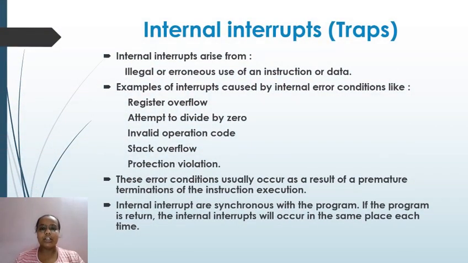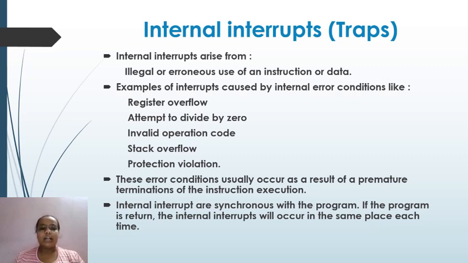Next is internal interrupts. They are also called traps. Internal interrupts arise from illegal or erroneous use of an instruction or data in the program. An example of this is register overflow. When register overflow occurs, it causes an internal interrupt. Second, an attempt to divide by zero.